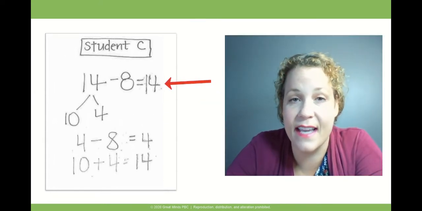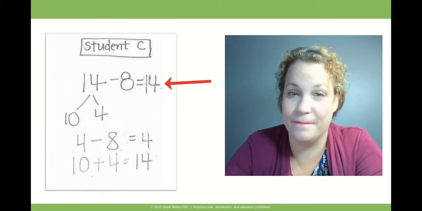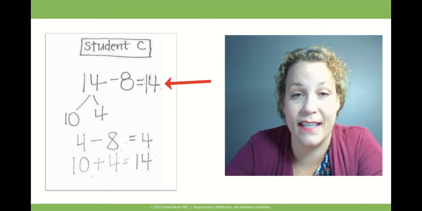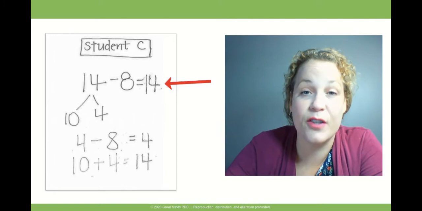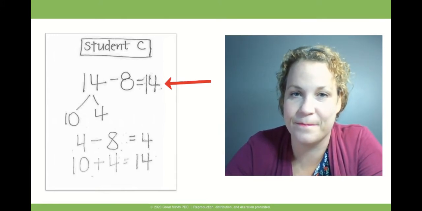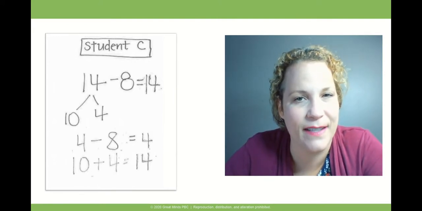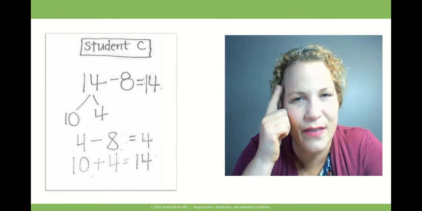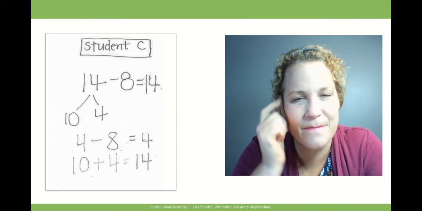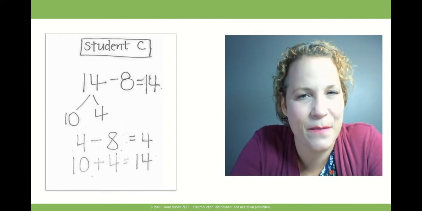It also says that the answer here is 14. But that doesn't make sense. We started with 14 and took away 8. So our answer needs to be 8 less than 14. What would you say to student C to help them fix their mistake? Take a moment to think about it. How can they fix their mistake?